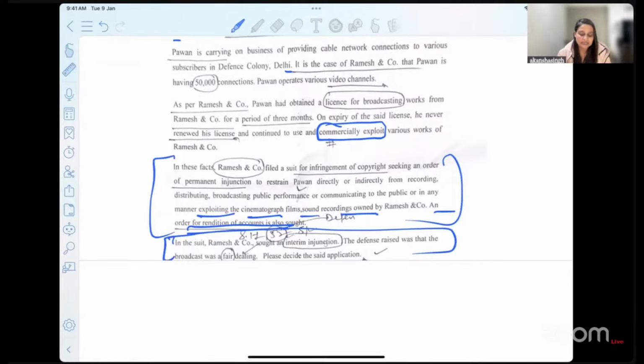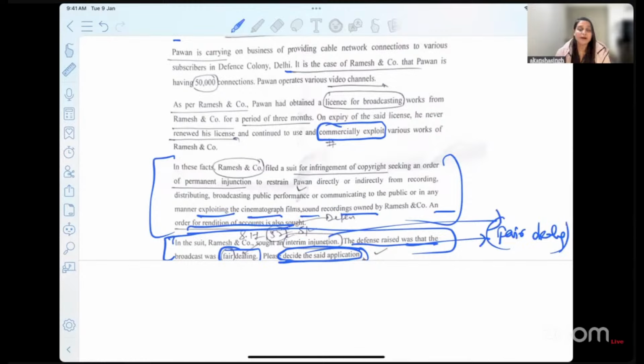The question says, in the suit, Ramesh and company, the plaintiff, sought an interim injunction. The defense raised was of fair dealing. Please decide the said application. They are not asking you to decide the suit, they are asking you to decide this particular application, and they have also given you a defense of fair dealing. Now, let's try to understand what is happening here, and I'll try to give you the pointers of what should be there in your answer to make it a perfect, crisp, good answer.